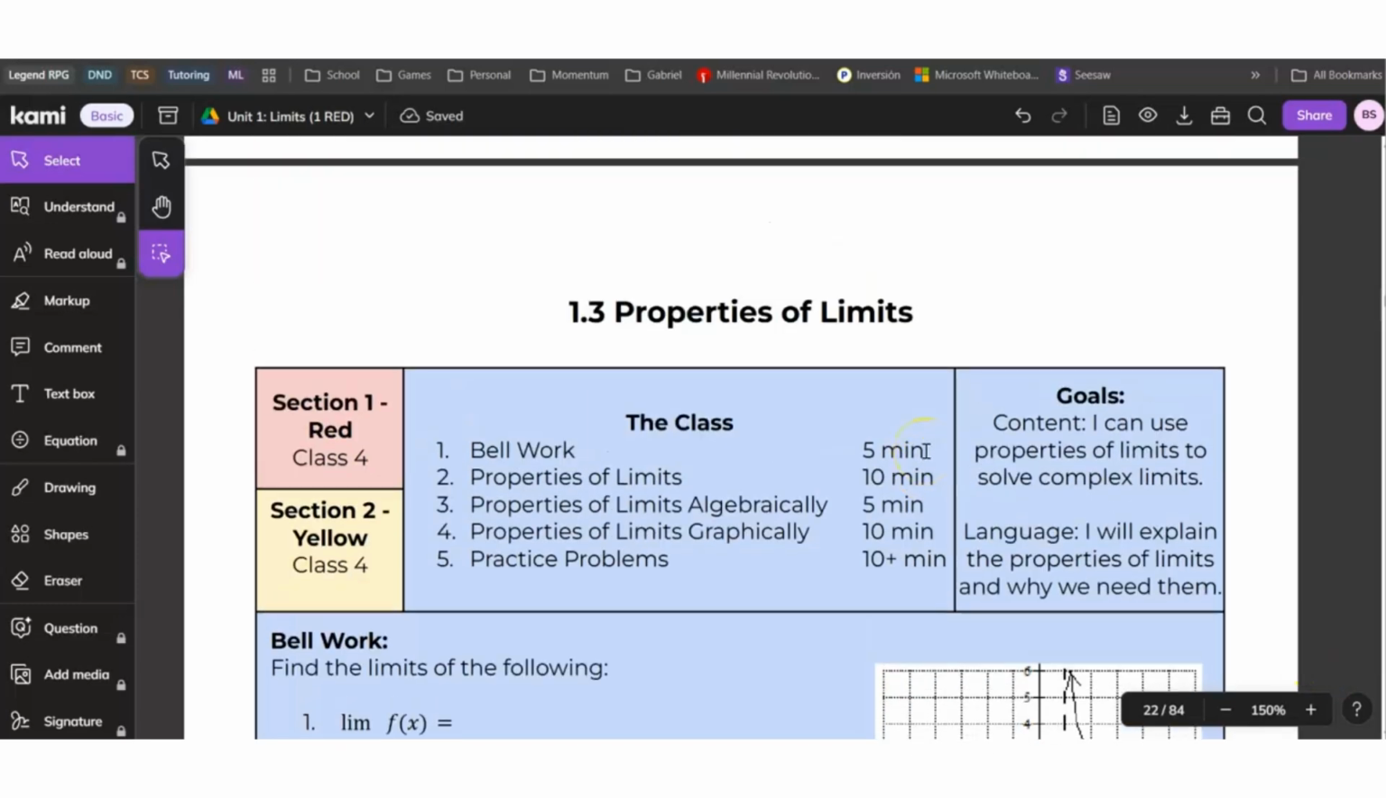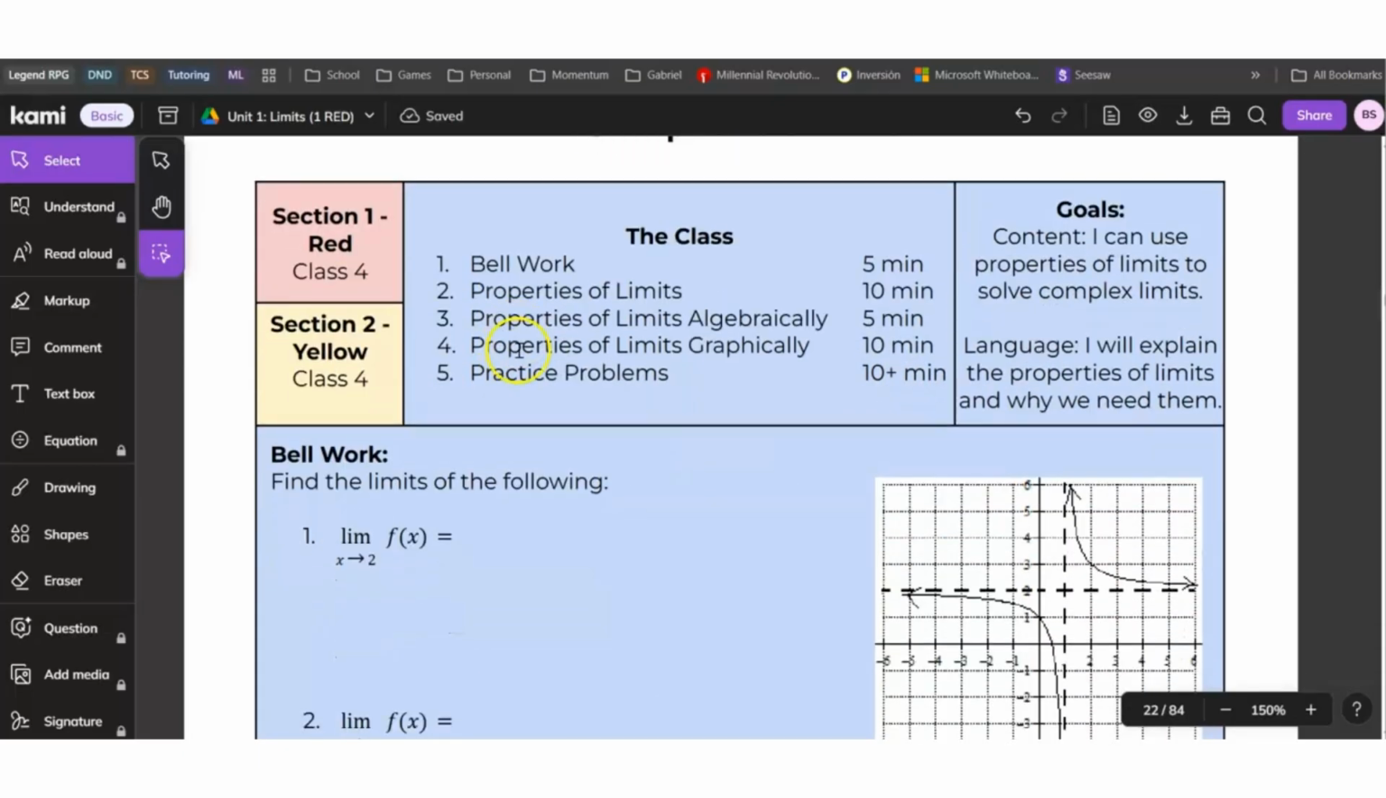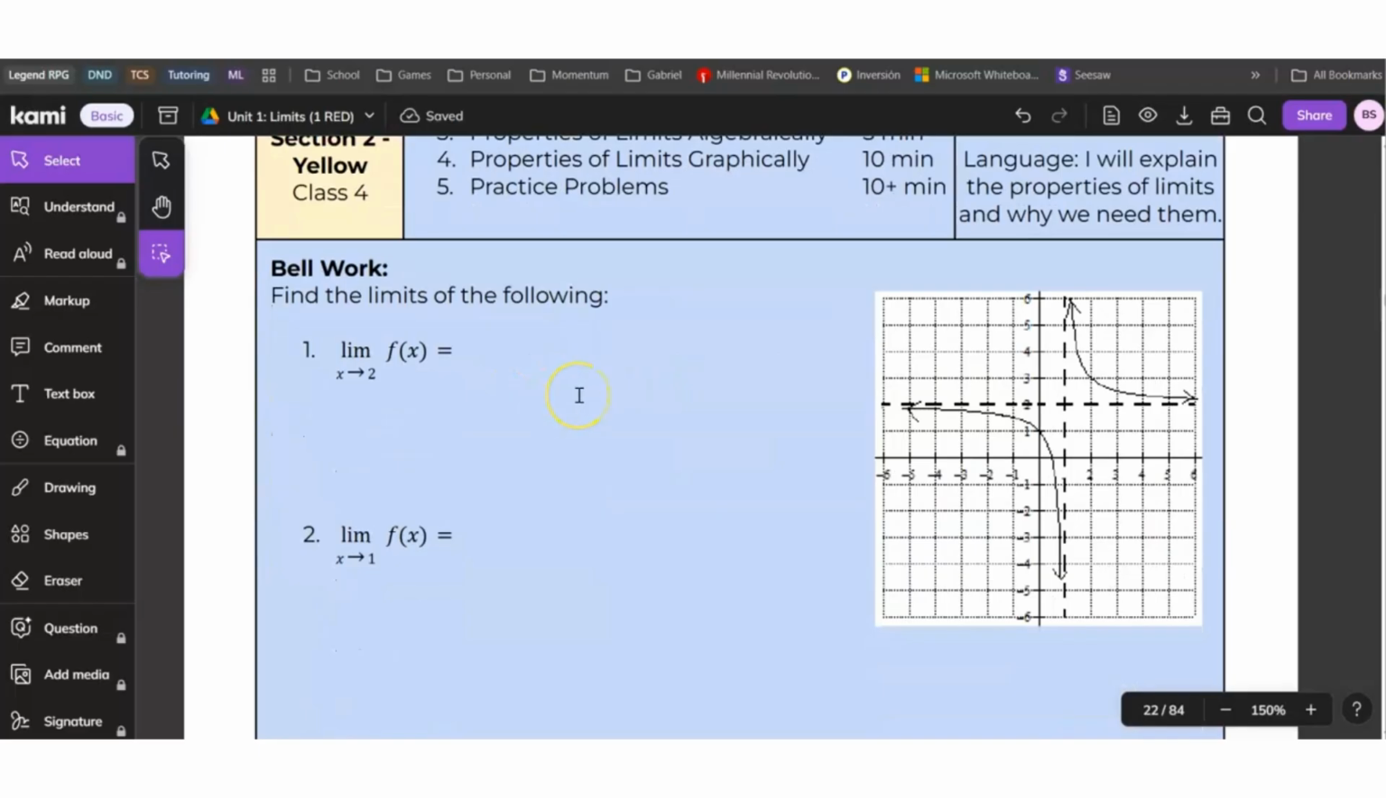All right, so we're going to talk about the properties of limits, which are pretty self-explanatory. We already talked about them earlier, and you all guessed them correctly because you're so smart, right? So now we're going to just write it down officially. But first, our bell work.